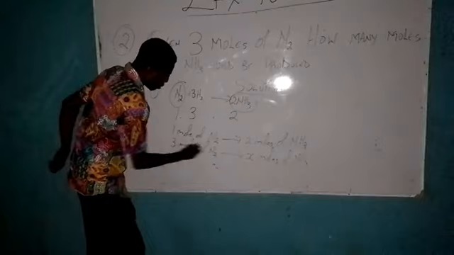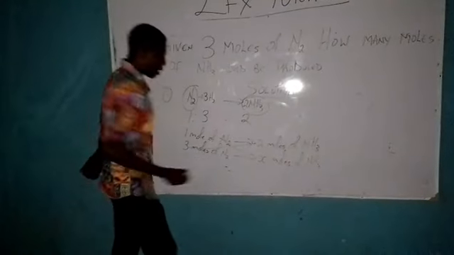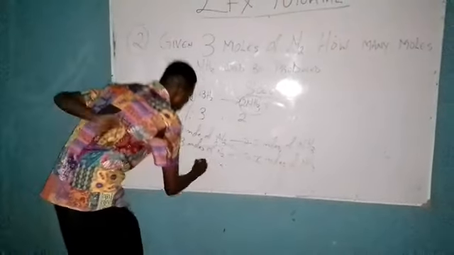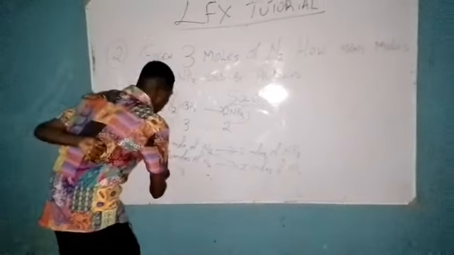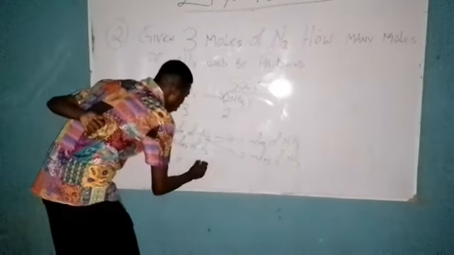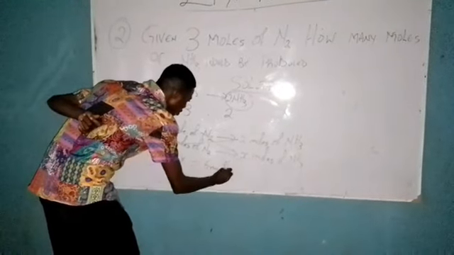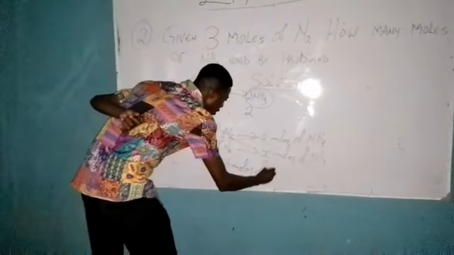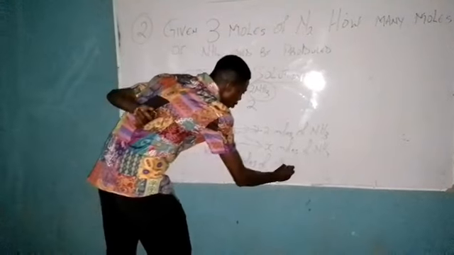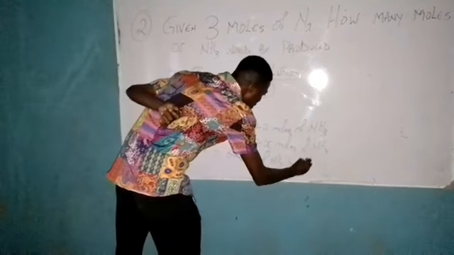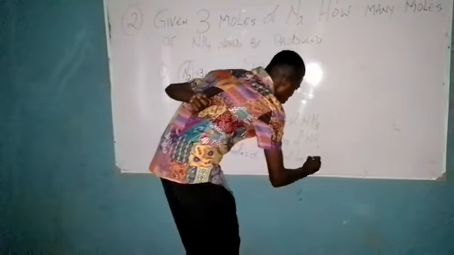Let's cross multiply. We have 1 times x will give us x. 3 times 2 will give us 6. So that means 6 moles of NH3 will be produced.